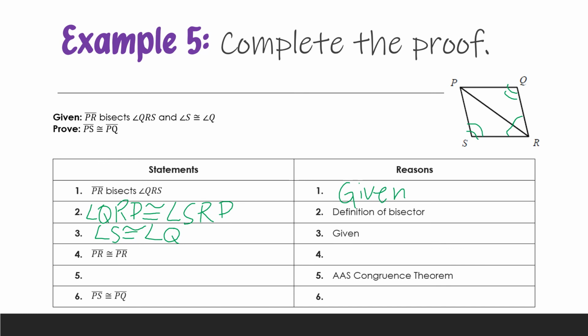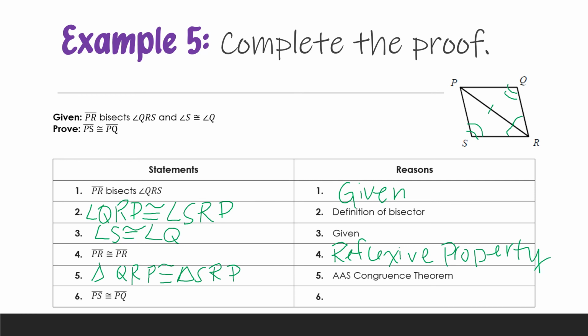And then these two triangles share a side PR. So PR is going to be congruent to PR because of the reflexive property. So if you're looking at what's marked congruent, we have two angles and the non-included side marked congruent. So we can conclude that triangle QRP is congruent to triangle SRP by angle-angle side congruence.